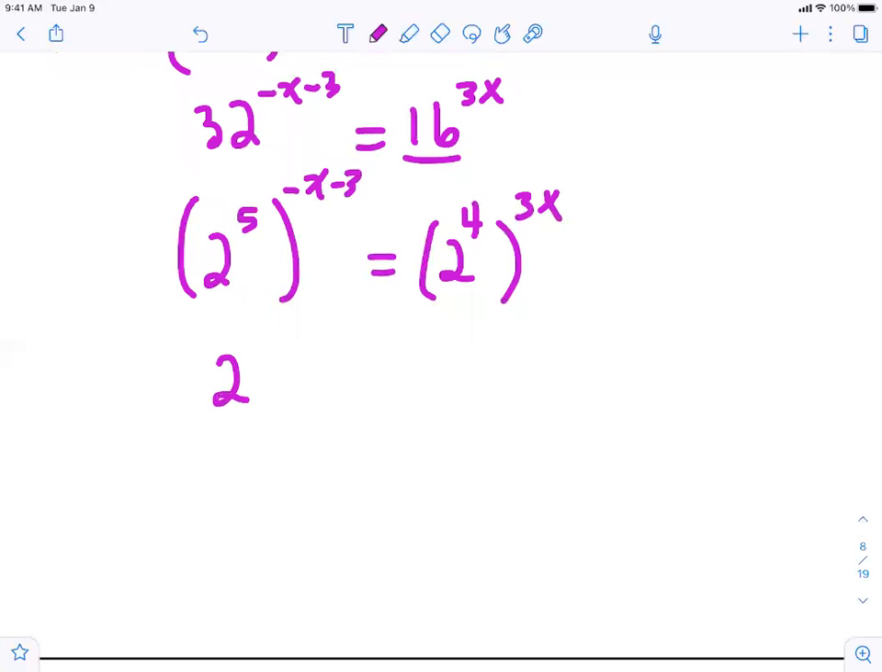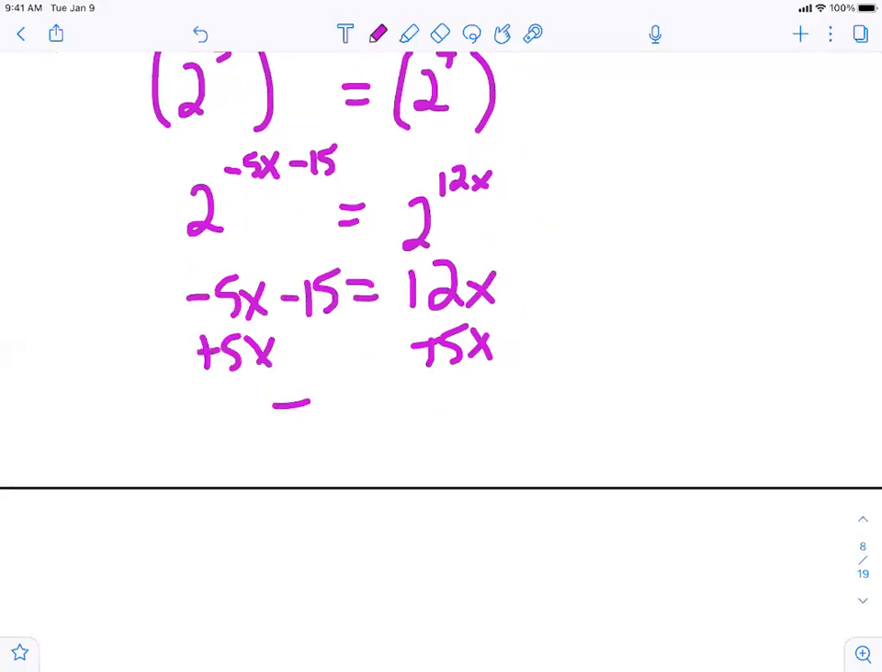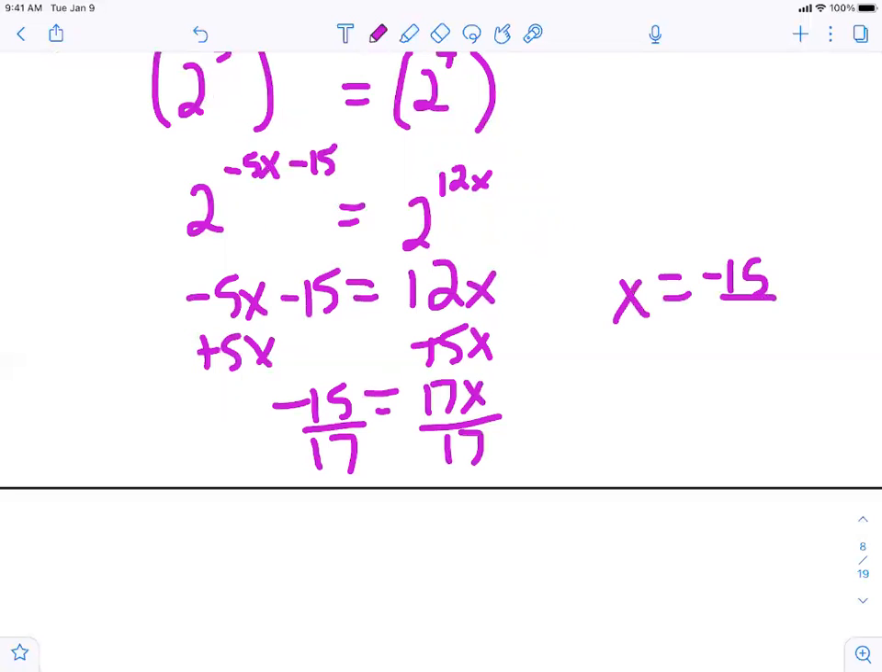If I distribute my exponents, 5 times negative x is going to be negative 5x. 5 times negative 3 is going to be negative 15. And 4 times 3 is going to end up being 12x. Now that your exponents are the same, we can set them equal to each other and solve. Add 5x to the other side. Negative 15 is going to be equal to 17x. And last but not least, we're going to divide by 17. So x equals negative 15 over 17.